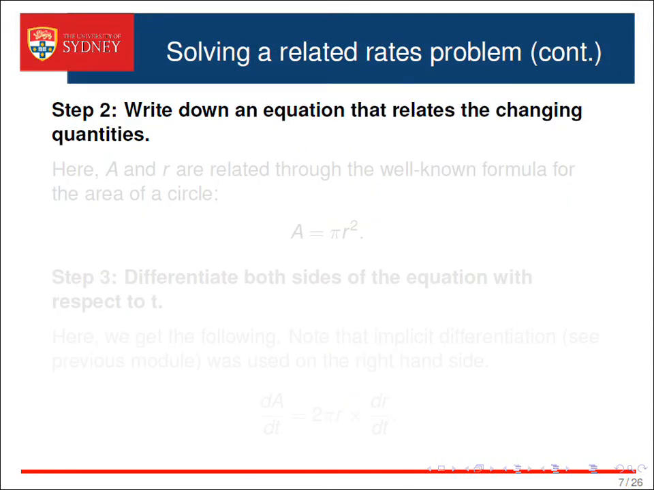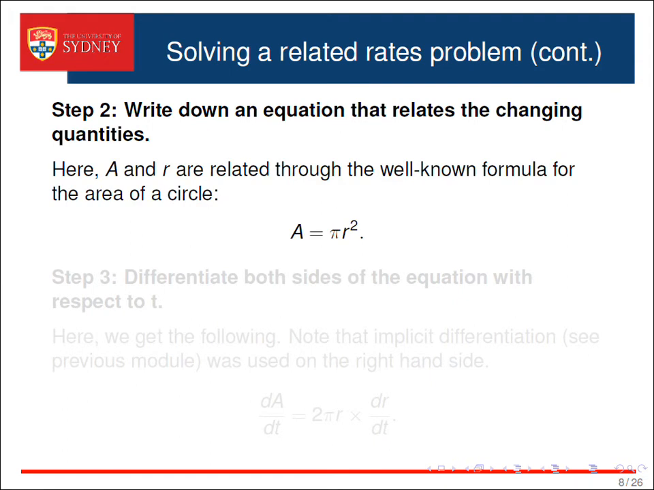The second step is to write down an equation that relates these 2 variables. Here, A and r are related through the well-known formula for the area of a circle, A equals pi r squared.